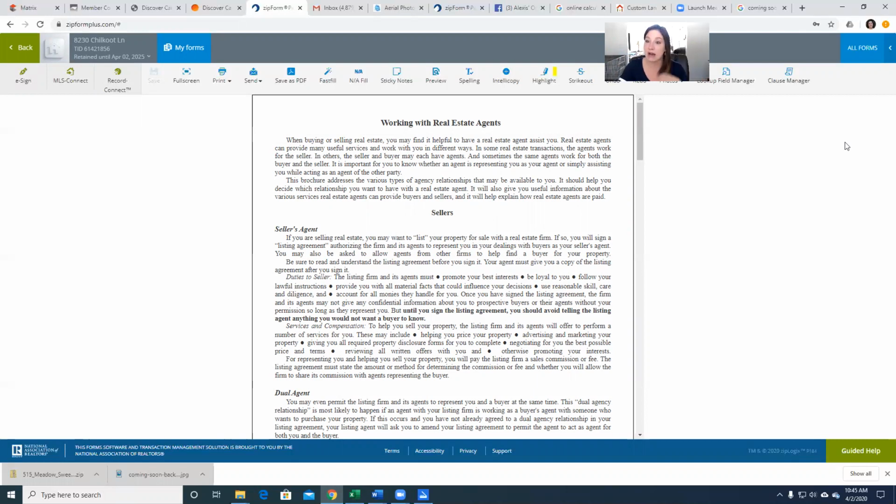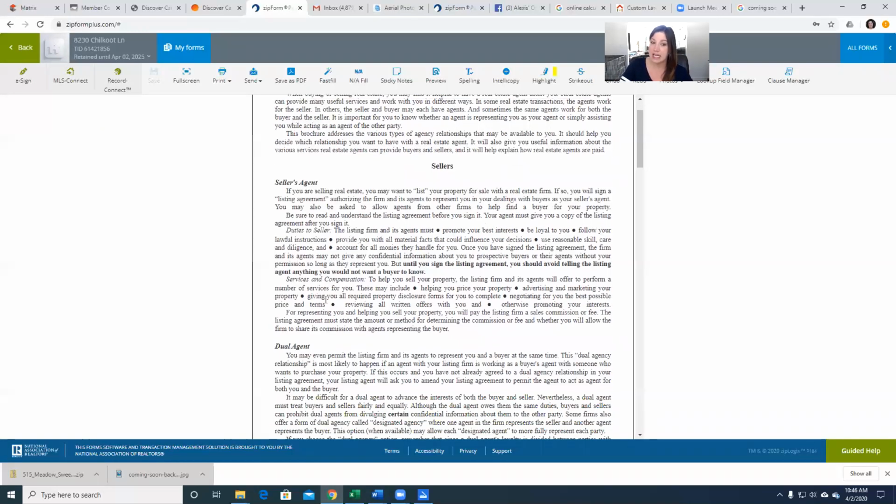So in this instance, how I go over this is, guys, this is the working with real estate agents disclosure. What it does is it makes sure that you're fully aware of the different types of agency and how that affects you during the buying process in North Carolina. This is not a contract, but by law, I have to disclose this information to you prior to any material information about you being told to me. So in North Carolina, we have three types of agency. You have a seller's agent, a buyer's agent, and a dual agent.